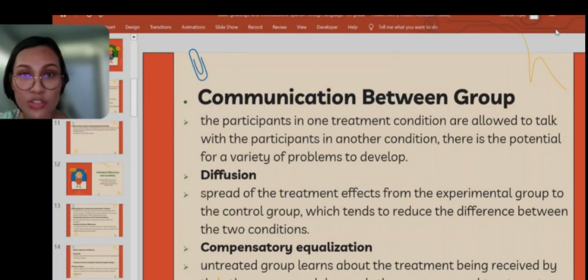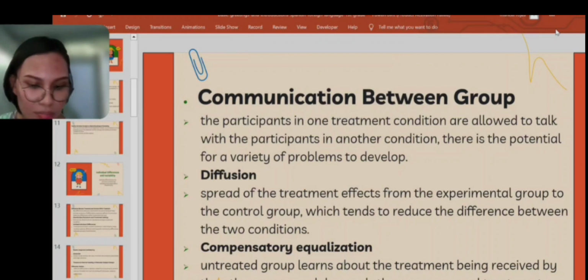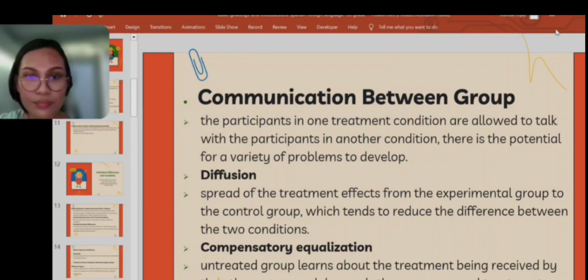Next is yung communication between groups. So the participants in one treatment condition are allowed to talk with the participants in another condition. There is a potential variety of problems developed. So, tulad nito, if participants talk to each other, however, then those individuals receiving the old treatment may learn from the new treatment and may begin to use some element from the new treatment.